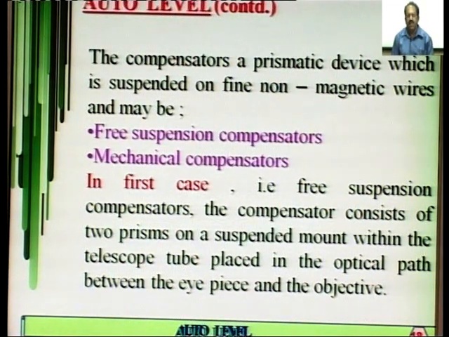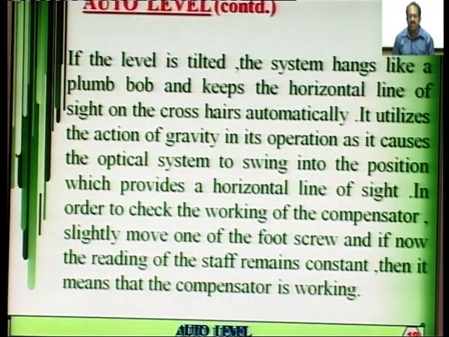The compensator is a prismatic device which is suspended on fine non-magnetic wires, and may be a free suspension compensator or a mechanical compensator. The first case, the free suspension compensator, consists of two prisms on a suspended mount within the telescope tube, placed in the optical path between the eyepiece and the objective. If the level is tilted, this system hangs like a plumb bob and keeps the horizontal line of sight on the crosshairs automatically. It utilizes the action of gravity, which causes the optical system to swing into position, providing a horizontal line of sight.